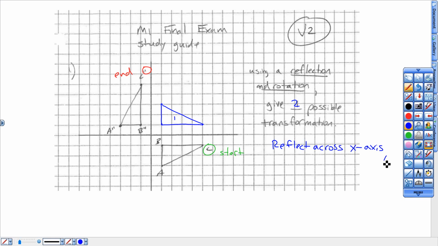across the, nope, not the y, the x-axis. And then you can see from there, it's going to be a rotation. Looks like I'm going against the hands of a clock, counterclockwise. Looks like I'm going about 90 degrees about the origin, the middle of that graph, to get to the final spot right there.